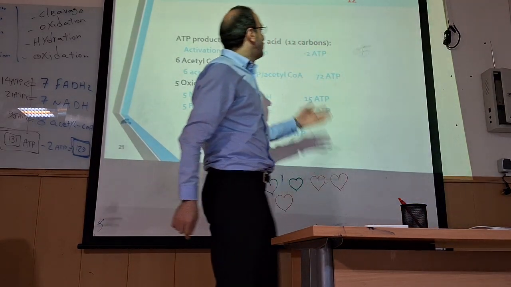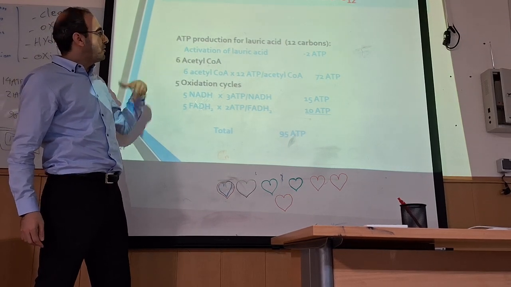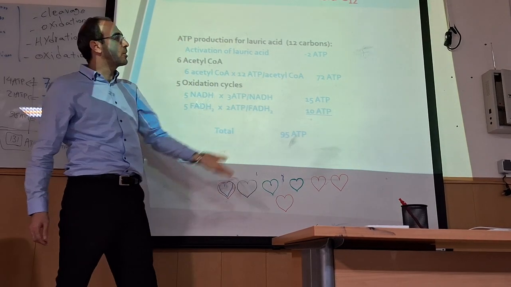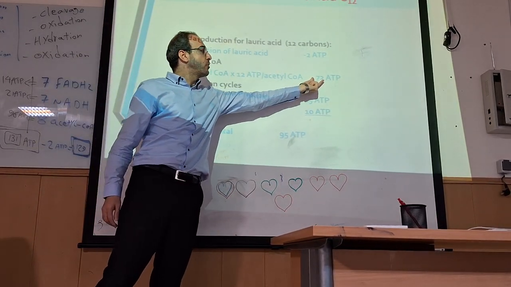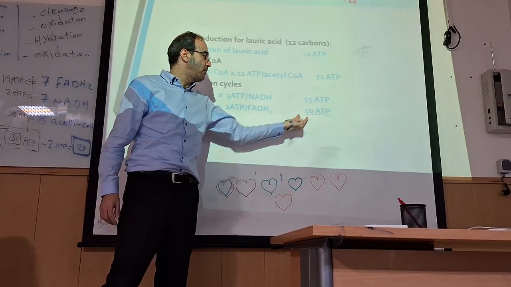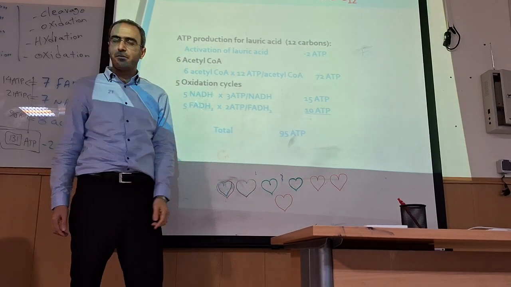For activation of the lauric acid we need 2 ATP, for all kinds of fatty acid. 6 acetyl-CoA is equal to 72, 5 oxidation cycles is equal to 25, and the total is 95. Okay?